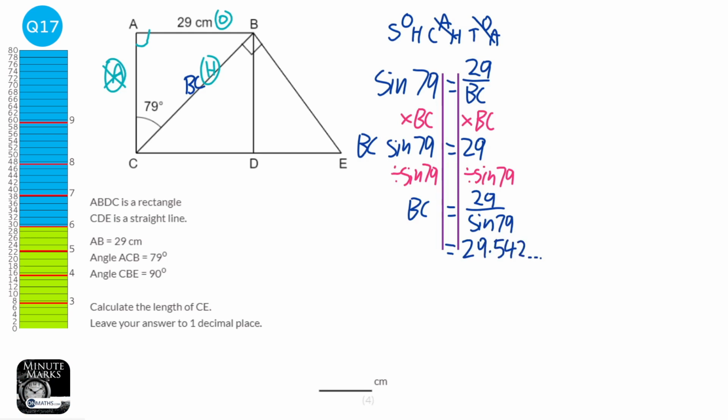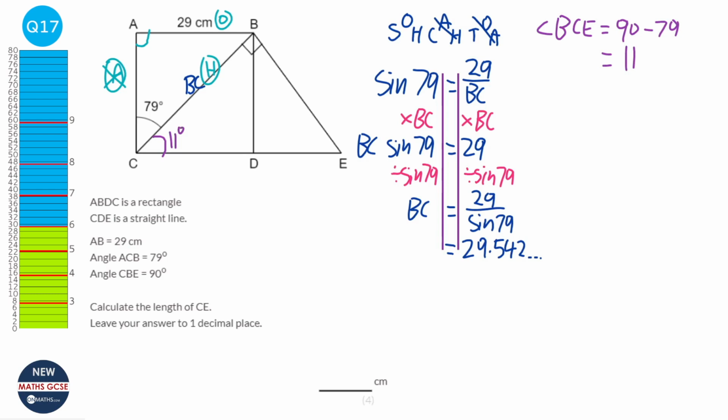Okay, so next thing we need to figure out is angle BCE. So where are we? This angle here. And to work that out, we're just going to take 79 away from 90. So angle BCE is 90, take away 79. And that's going to be 11. So we know this is 11 degrees here.